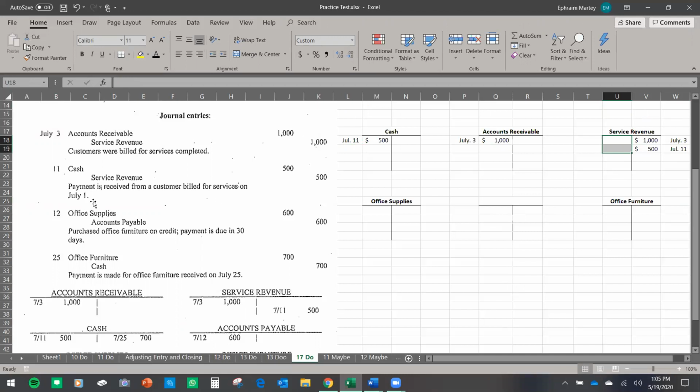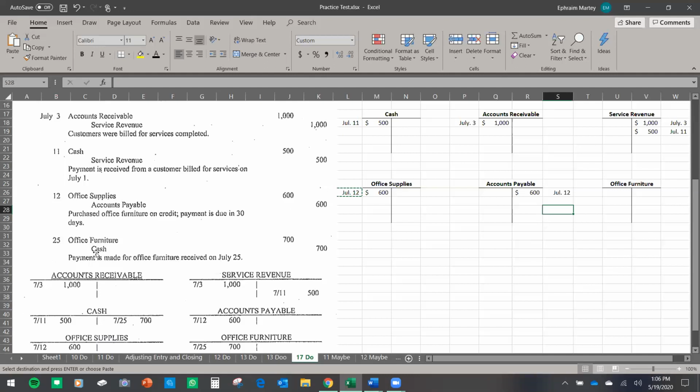So what else do we need to do? We need to do office expense. So now office supplies is increasing by 600 right here. So we need to make that entry, $600. What was the date? July 12th. And what account is going against it? Account payable. So we have account payable here, and we're going to reference that to that 600 on the credit hand side. So we have it here. We're done with this one.